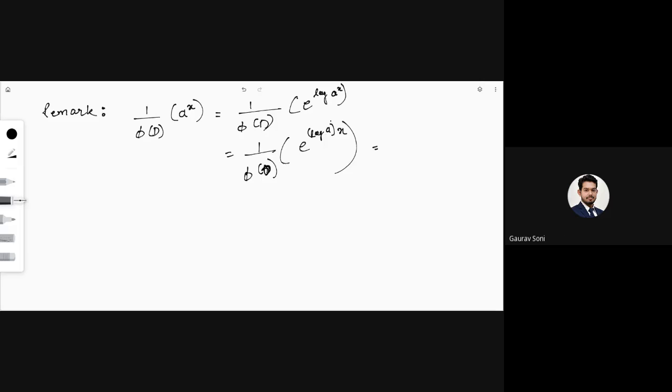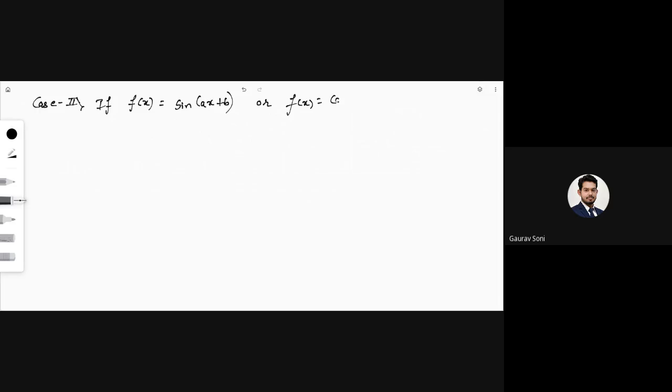The answer is whatever is the coefficient of x, that is what you have to replace. So 1 upon phi of log a, e raised to log of a into x. I'll give you some examples in your tutorial on this, which is to be held this week.